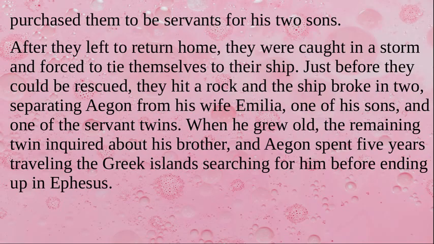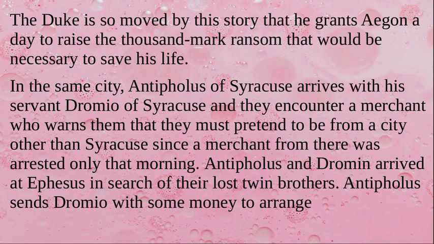Just before they could be rescued, they hit a rock and the ship broke in two, separating Aegon from his wife Emilia, one of his sons, and one of the servant twins. When he grew old, the remaining twin inquired about his brother, and Aegon spent 5 years traveling the Greek islands searching for him before ending up in Ephesus. The Duke is so moved by this story that he grants Aegon a day to raise the 1,000 mark ransom that would be necessary to save his life.